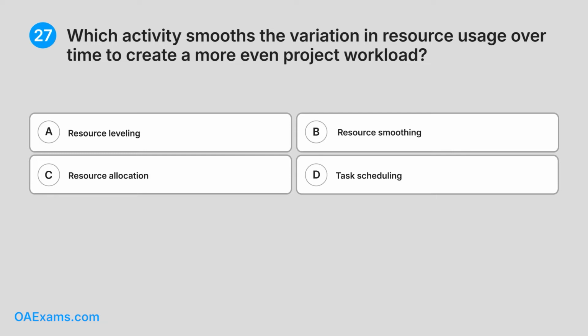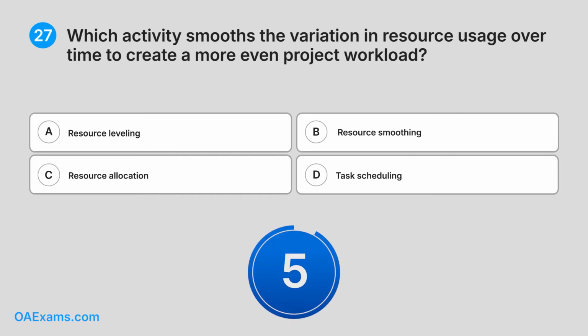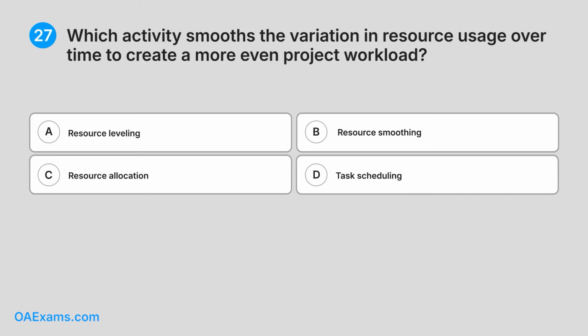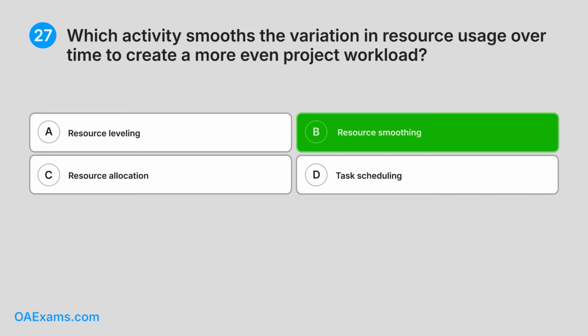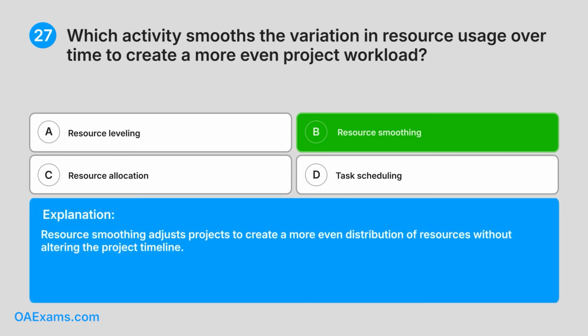27. Which activity smooths the variation in resource usage over time to create a more even project workload? A. Resource leveling. B. Resource smoothing. C. Resource allocation. D. Task scheduling. Can you guess the answer? Correct answer. B. Resource smoothing. Explanation. Resource smoothing adjusts its projects to create a more even distribution of resources without altering the project timeline.